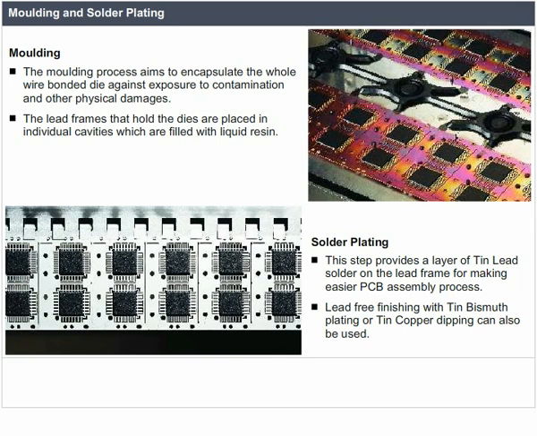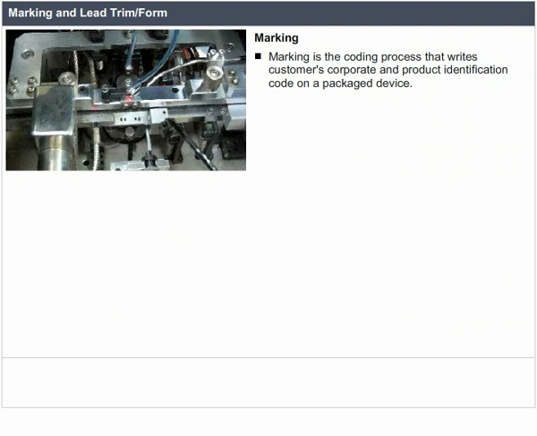Lead-free finishing with tin bismuth plating or tin copper dipping can also be used. Marking and lead trim or form. Marking. Marking is the coding process that writes customers' corporate and product identification code on a packaged device. It commonly uses a laser-based machine.